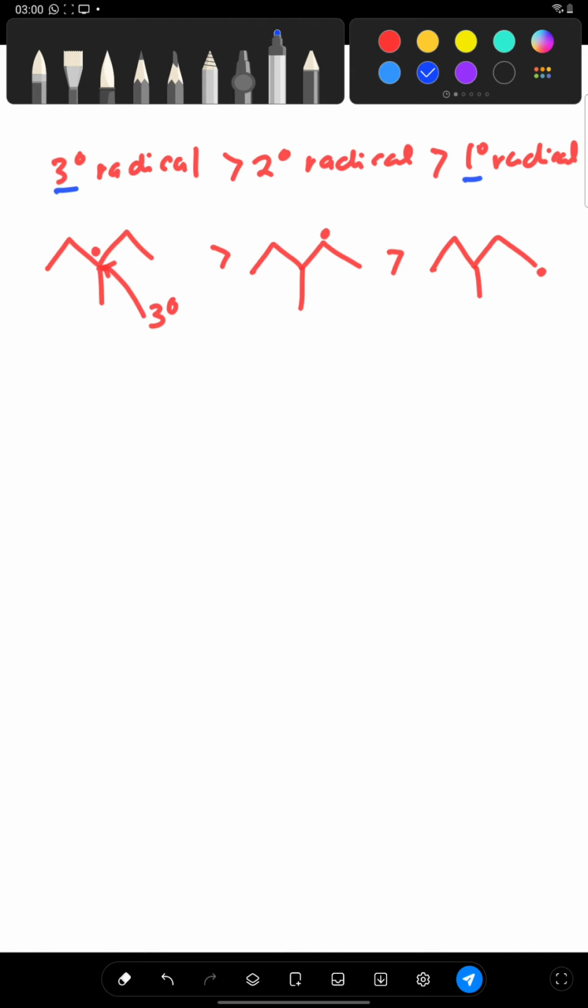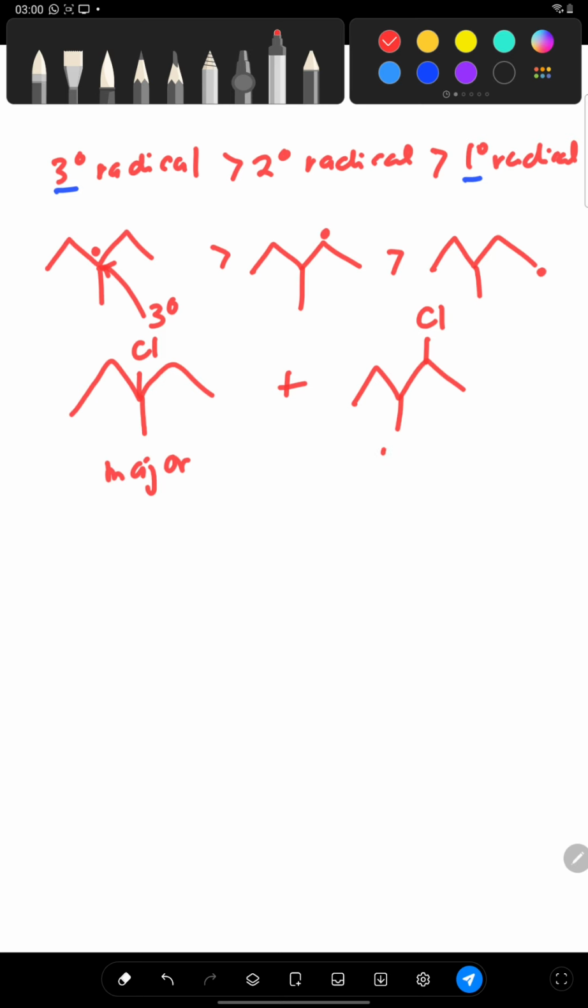So when I state this, the answer should be: when the Cl attaches at the tertiary radical here, it will form the major product, and when the Cl attaches here, it will be minor. Or the last one, maybe it will attach here, 1, 2, 3, 4, 5. So yeah, this one will also be minor.